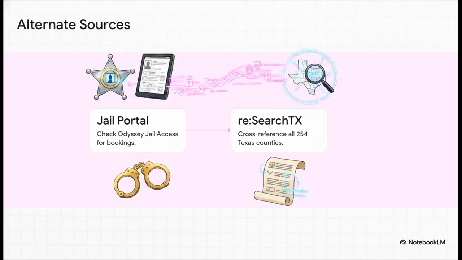Check the Odyssey Jail Access Portal. This one is administered by the Sheriff's Department, and it shows real-time booking histories, arresting agencies, and active bond requirements. Basically, if they were arrested, they're going to be here. Step 2 is to zoom out. Utilize the statewide Research TX portal. These secondary databases are fantastic tools for locating the exact cause numbers you need so you can eventually pull the full local records.